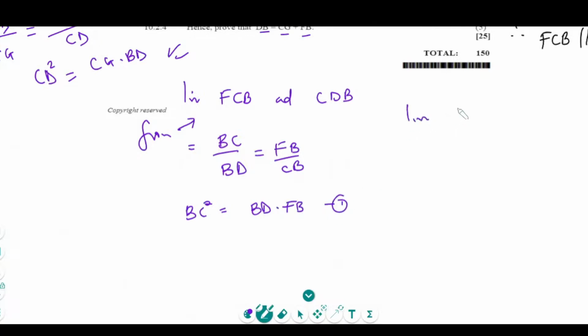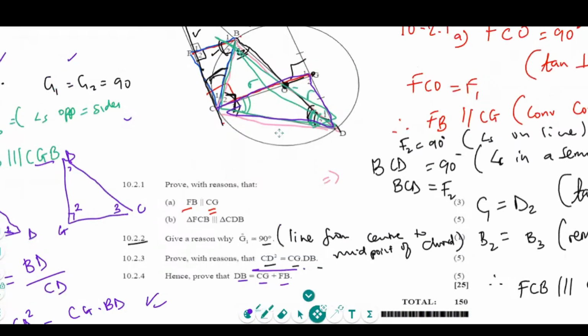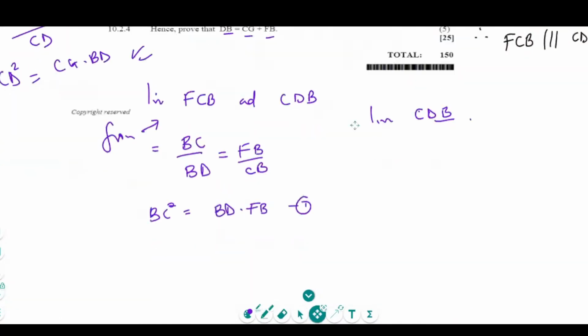And then from the triangle BCD or CDB, if I use my theorem of Pythagoras, CDB, this one. We know that BD is the hypotenuse. It should be equal to the sum of the squares of these other two. So BD squared is equal to BC squared plus CD squared.